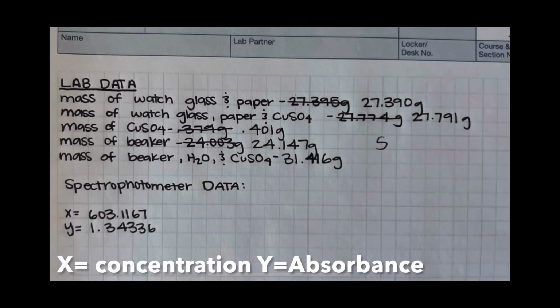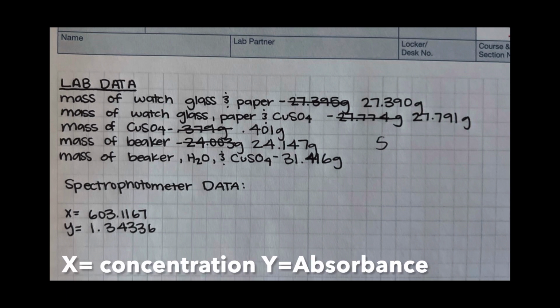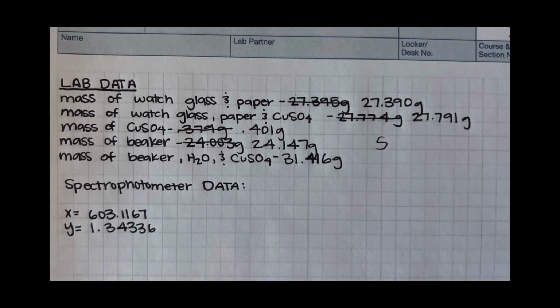Here's where we recorded our lab data, and we have the mass of the watch glass, the mass of the watch glass with the paper, and we'll use those masses to subtract from the original to find the mass of our dilutions. Below that we have the spectrophotometer data where we have our X and Y values.